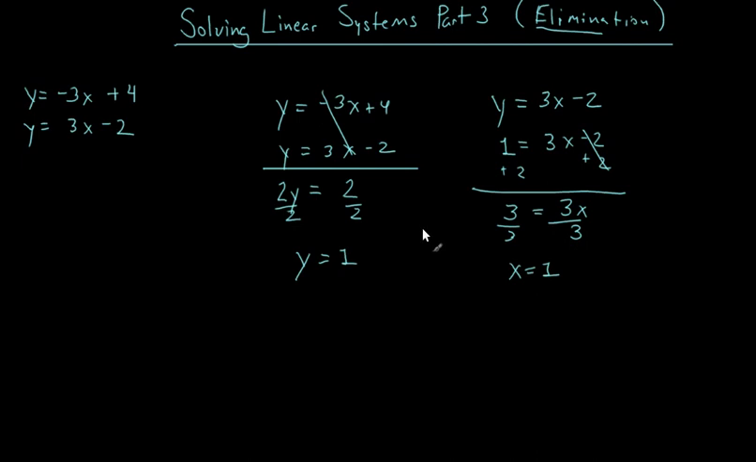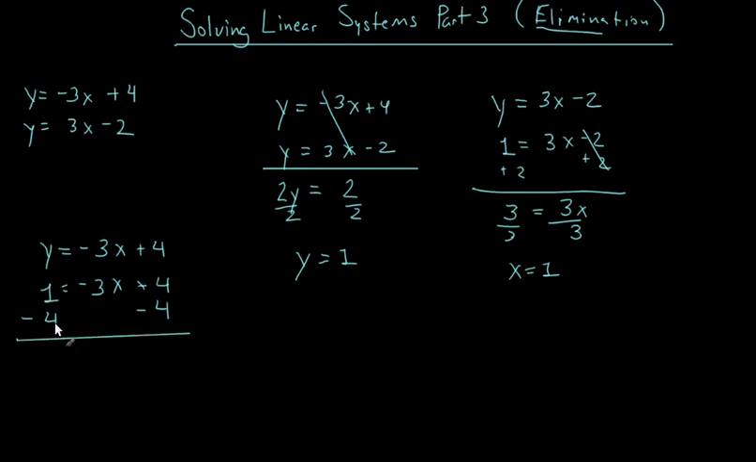Now, because this is a linear system, it should work for both equations, so we're going to try this solution over here and see if we get the same result. I'm just going to rewrite it down here: y equals negative 3x plus 4. I'm going to put the 1 in the y spot. So we have 1 equals negative 3x plus 4. We're going to go ahead and subtract that 4 from both sides.